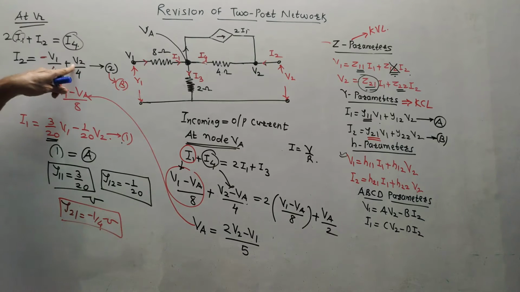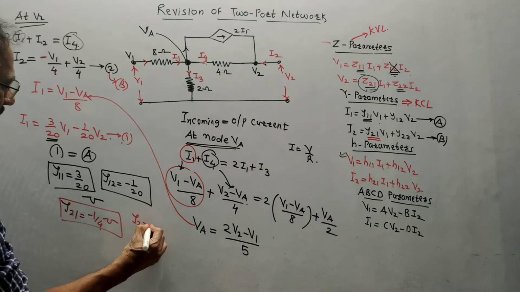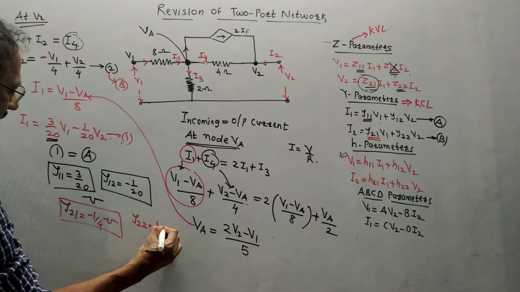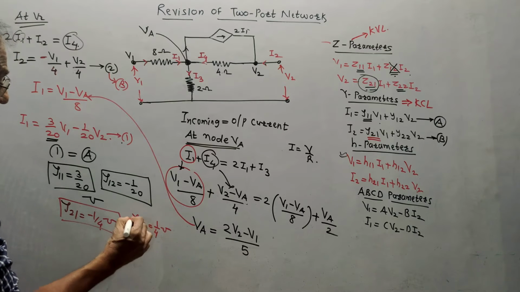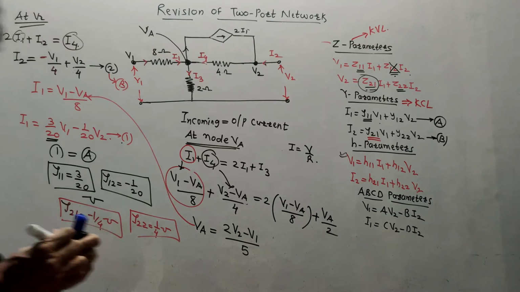Then the second term is 1 by 4 times V2. This is Y22. So I will get the answer Y22 is equal to 1 by 4 mho. These are the answers as far as Y parameters are concerned.